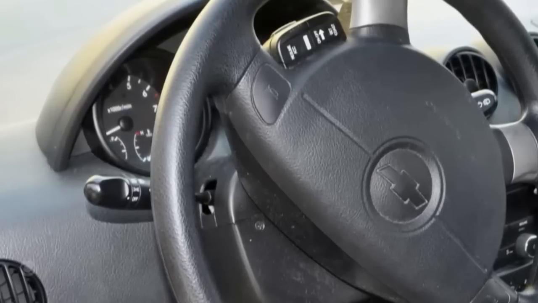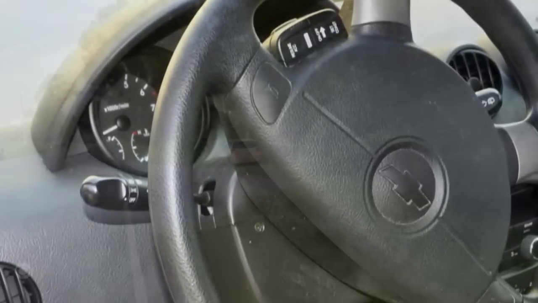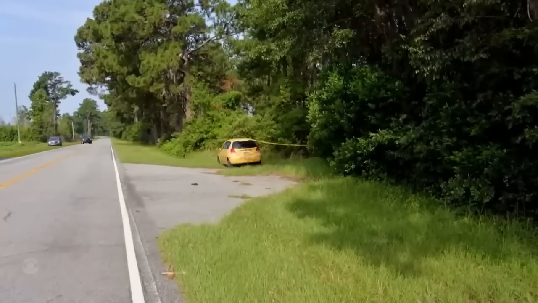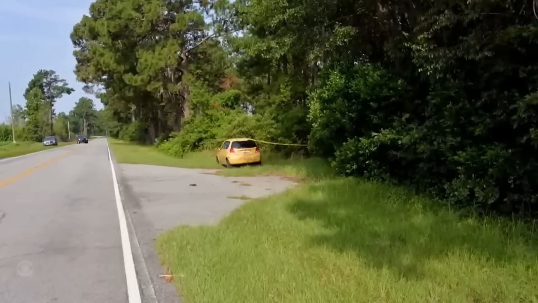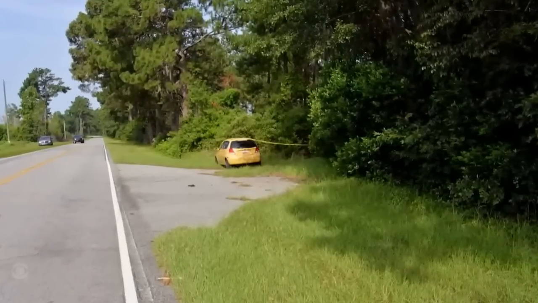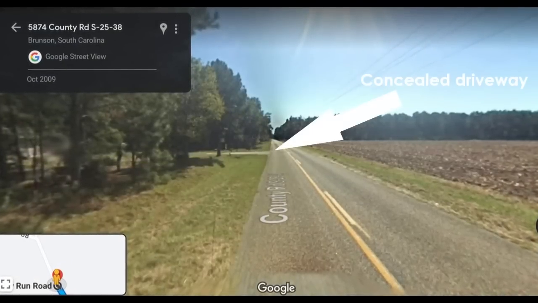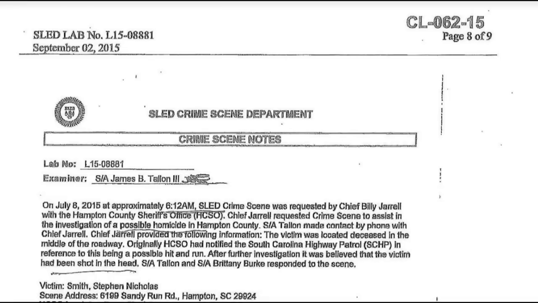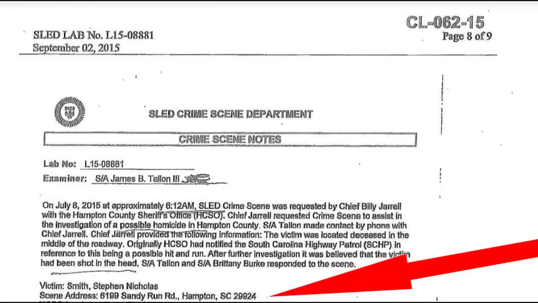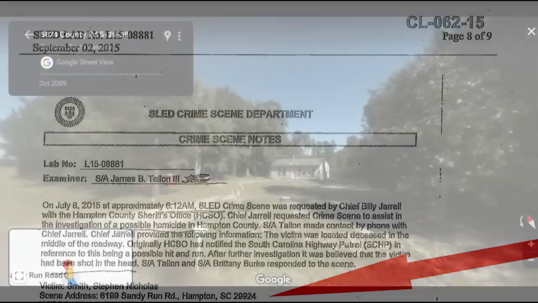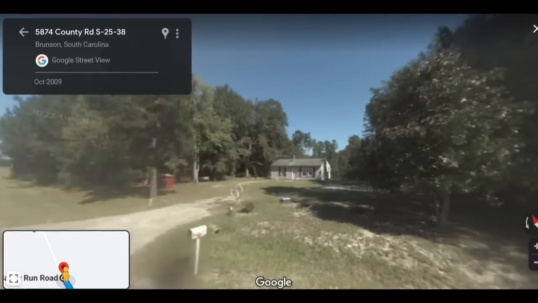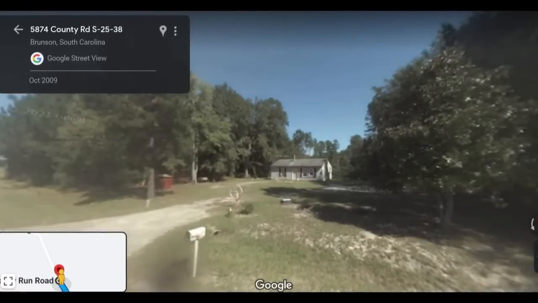So if you've looked at the incident photos from the Stephen Smith case, did you notice that it happened right opposite a driveway? Did you notice that there's a house over there? And that is why the scene address is given as 6199 Sandy Run Road, because it happened right opposite one house on a long stretch of road. Did you know that? And so the SLED Crime Scene Notes actually provide the scene address, 6199 Sandy Run Road in Hampton.